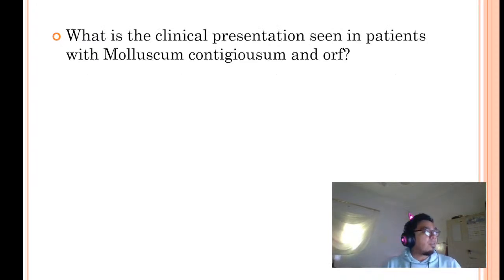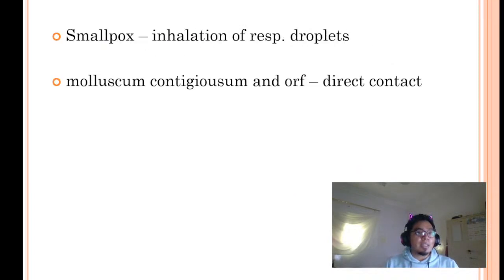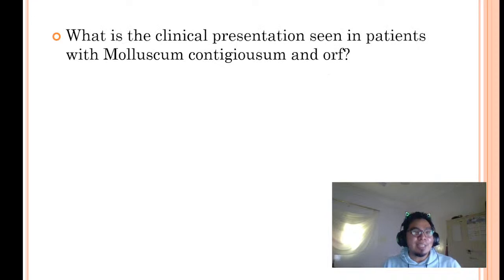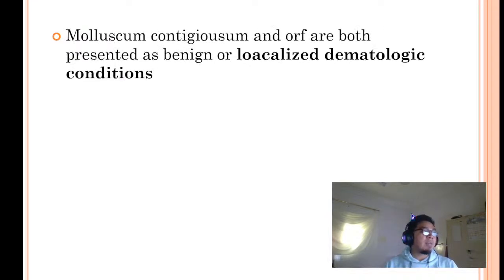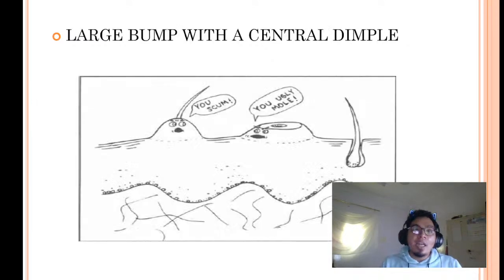Clinical presentation: molluscum contagiosum and orf both present as localized dermatologic conditions, while smallpox is more of a whole body experience. These two are just localized dermatologic conditions. All right, describe the appearance of a lesion consistent with molluscum contagiosum: a large bump with a central dimple. This is your mnemonic, guys. You scum, you ugly mole. See, molluscum and ugly mole. It's a large bump with a central dimple.